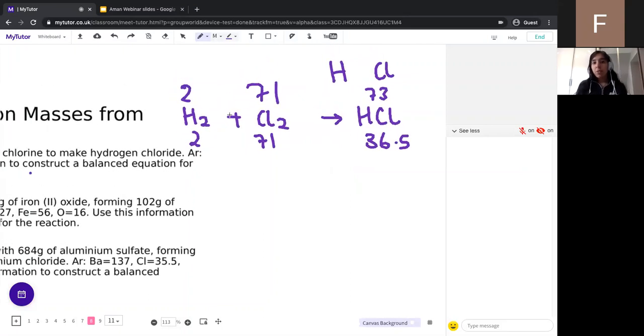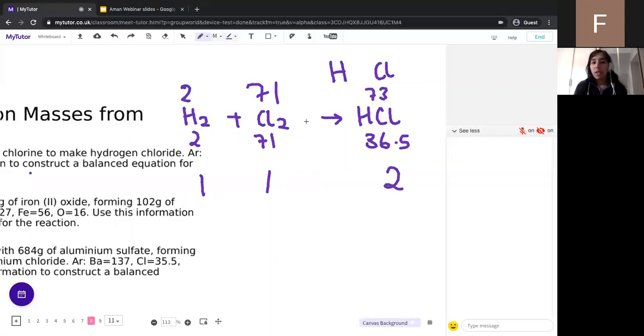So now let's calculate the moles of each of the reactants and products. Hydrogen will be 2 divided by 2, which is just 1. Chlorine will be 71 divided by 71, which is just 1. Hydrogen chloride will be 73 divided by 36.5, which is 2.